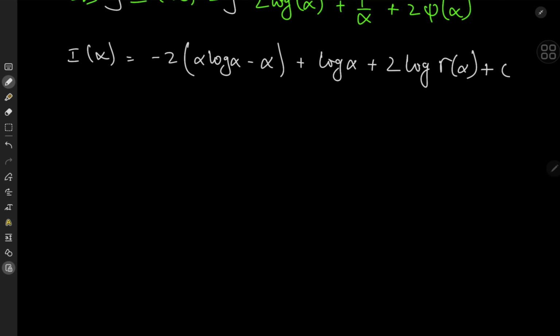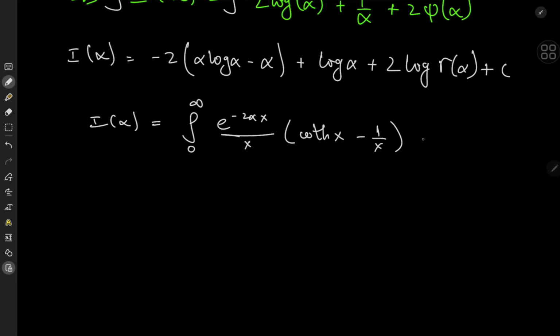Now, we all know to determine the constant c, we need some information, some initial value of the integral function, which was defined as I of alpha, being the integral from 0 to infinity of e to the minus 2 alpha x over x times hyperbolic cotangent of x minus 1 over x dx. So this looks fairly straightforward.